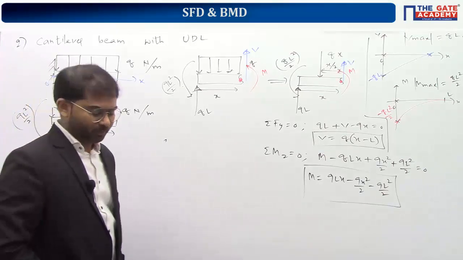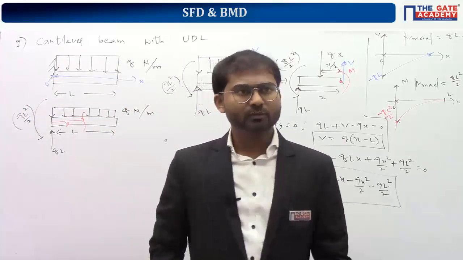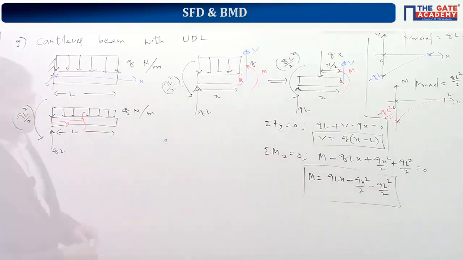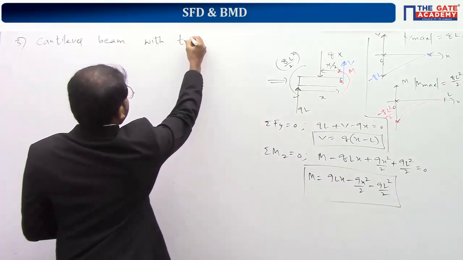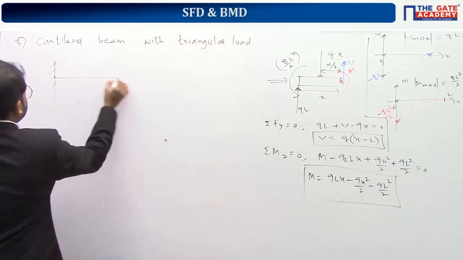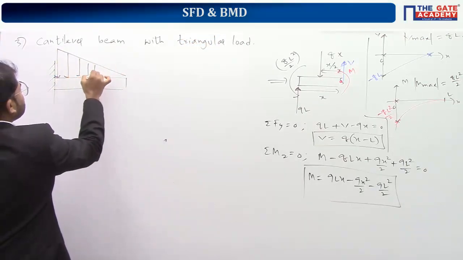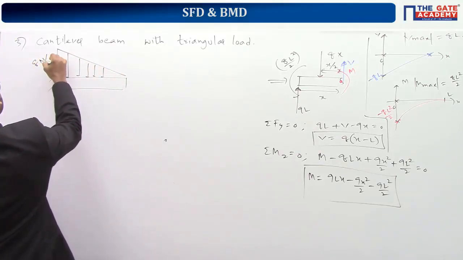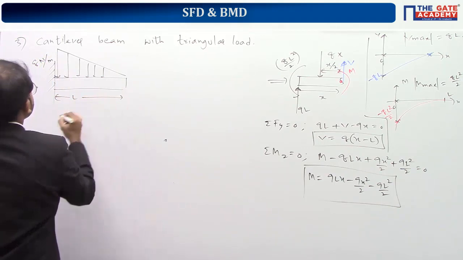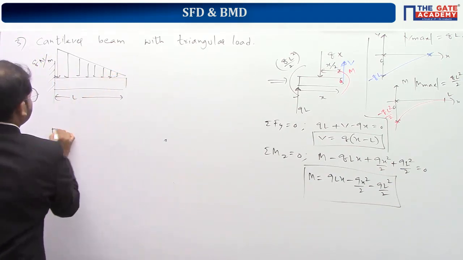Now we'll go with the third loading condition. Everybody done with this? Copying is over. Shall I go ahead with the third example? The third one is a cantilever beam with triangular load, where the maximum intensity is on the left side, the fixed support, that is Q Newton per meter, and zero intensity is at the rightmost corner.